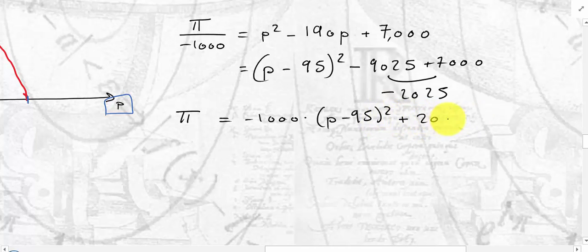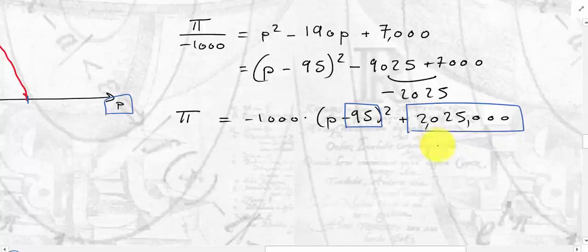And so therefore pi is negative 1,000 times P minus 95 squared plus 2,025,000. Okay, I'm going to let you write the sentence right here. The video is already too long. For $95 a pair, you will maximize your profit at $2,025,000.